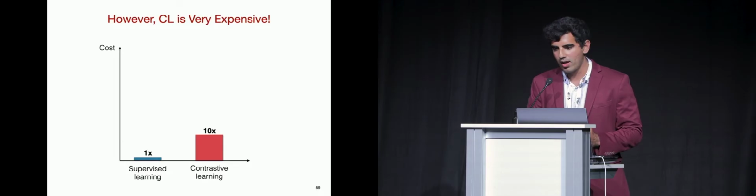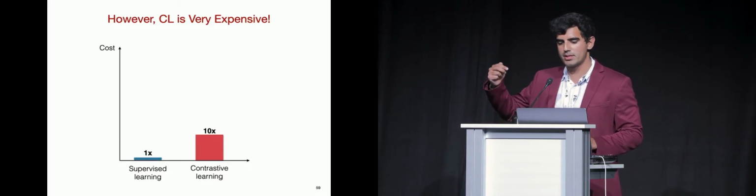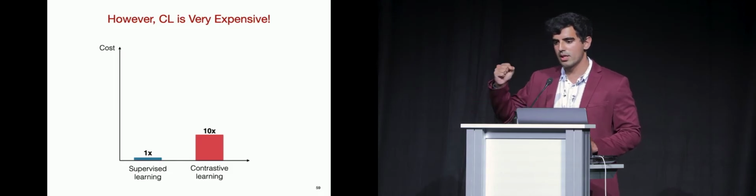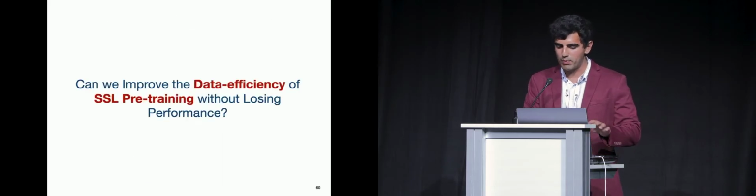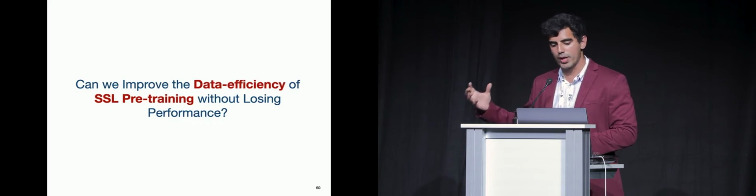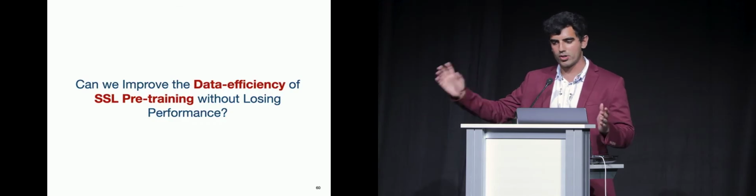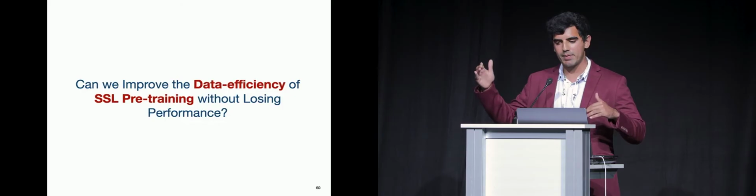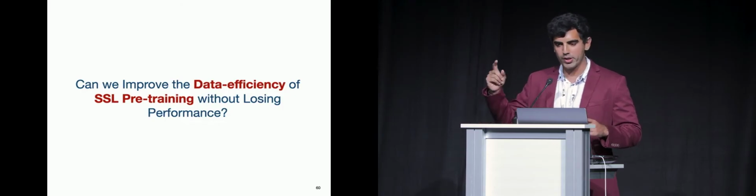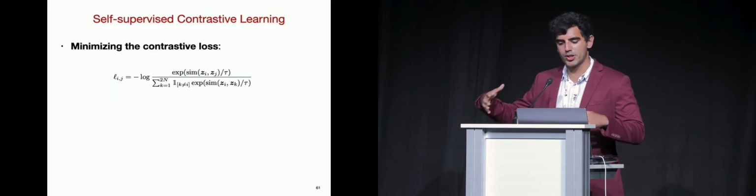So, however, while contrastive learning has all these benefits, it has no label requirements, faster adaptation to new tasks, and better robustness to distribution shift, it comes at a huge cost. Here I have a sample plot showing the cost of training a model that gets equivalent performance on ImageNet using supervised learning and contrastive learning. And approximately, contrastive learning is at least 10 times more expensive, if not more, because one, contrastive learning converges slower, and two, the computation of the loss function, et cetera, is also slower.